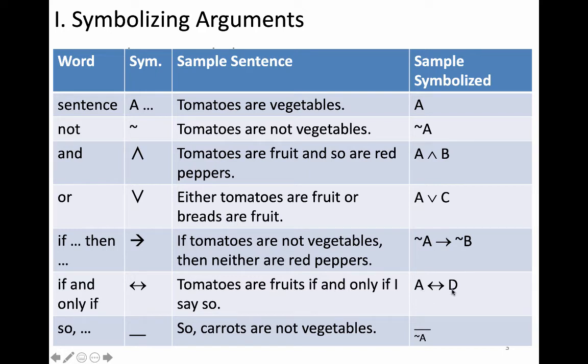If tomatoes are fruits, then I say so, and if I say so, then tomatoes are fruits. So you're saying the arrow goes in both directions. The way you write that in English is you say "if and only if." So to say if tomatoes are fruits, then I say so, and if I say so, then tomatoes are fruits is the same as saying tomatoes are fruits if and only if I say so.